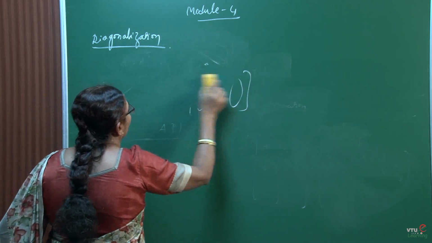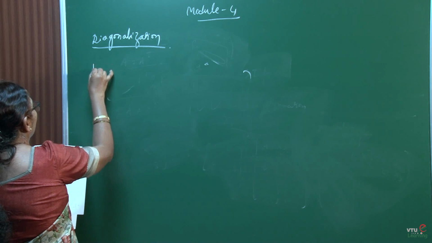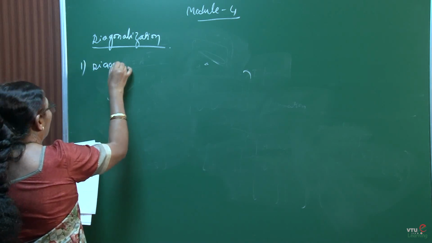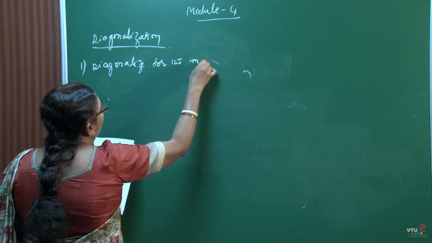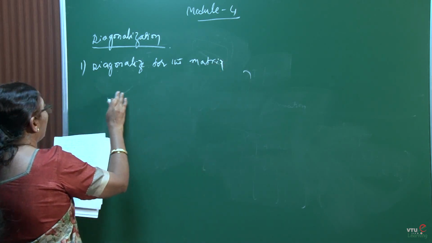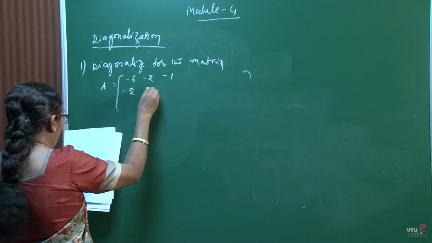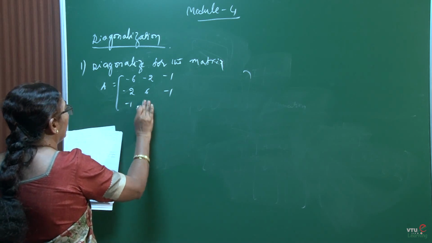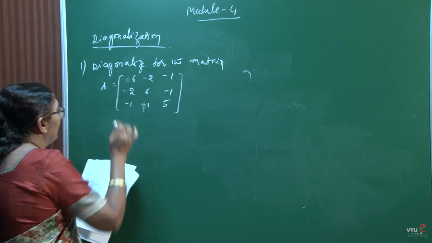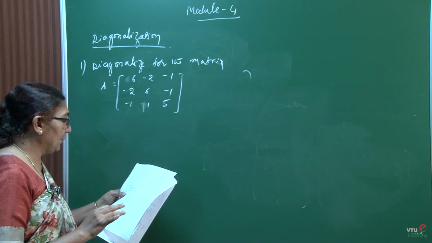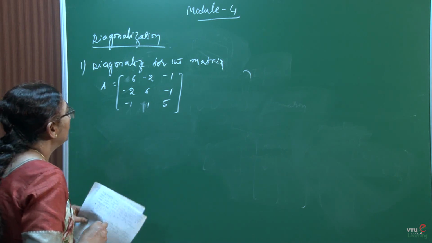First one, I'm going to take the first one. The problem is to diagonalize the matrix A equals 6, minus 2, minus 1, minus 2, 6, minus 1, minus 1, minus 1, 5. This is the given matrix.